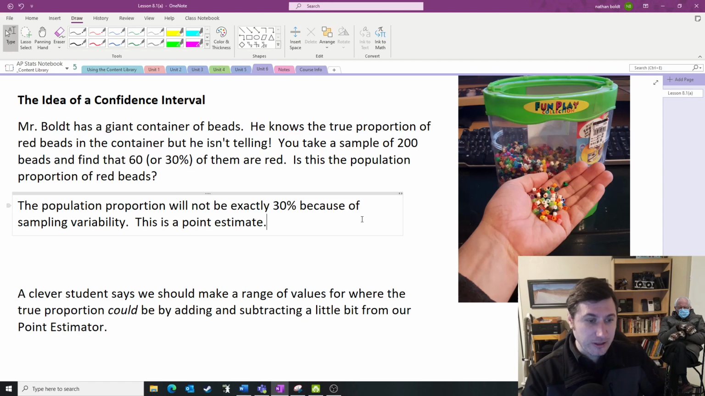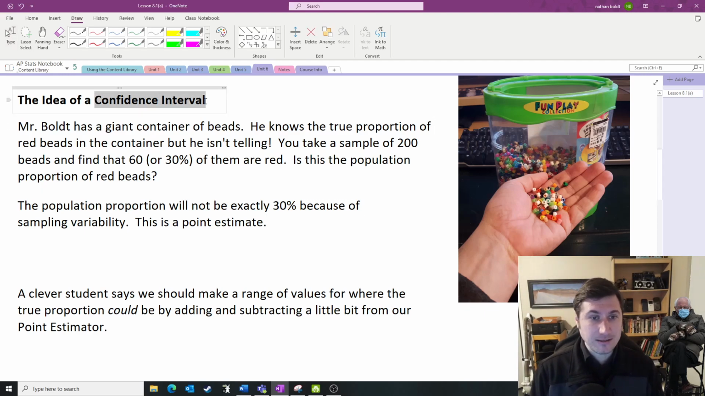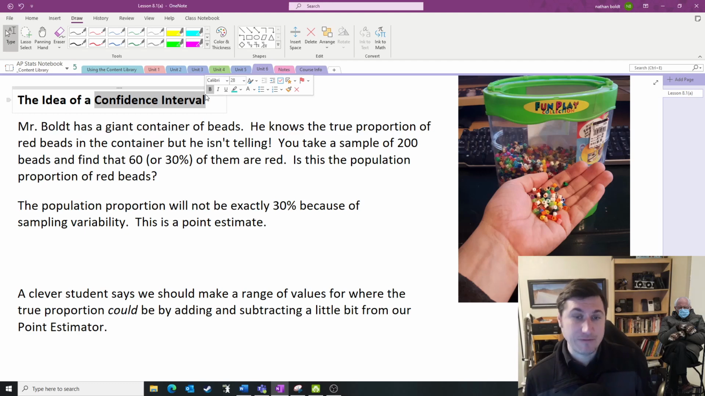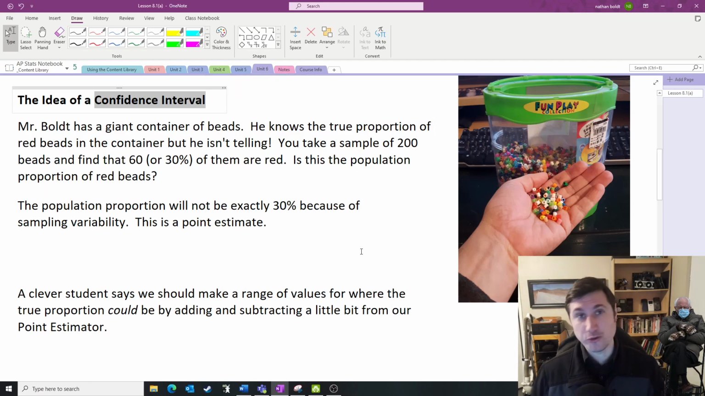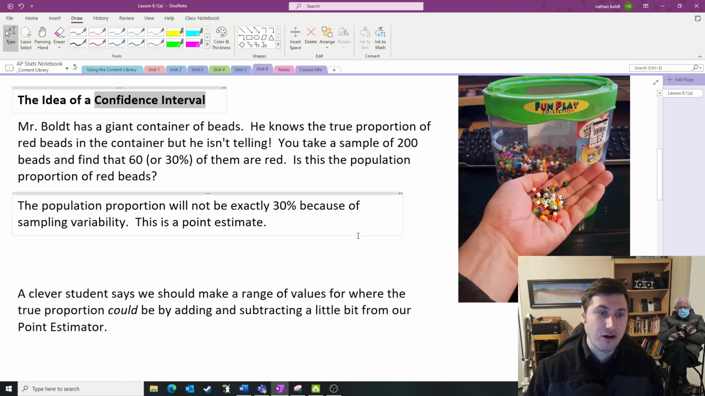Well, this is our idea. A clever student says we should make a range of values where the true proportion could be by adding and subtracting a little bit from our point estimator. That's the idea of a confidence interval. You don't know the exact population proportion. You only have a point estimate. So instead of just going with your point estimate of 30%, you make a range of values, an interval from blank to blank. And you say, hey, I'm pretty sure that is where the true proportion is. That is a confidence interval.